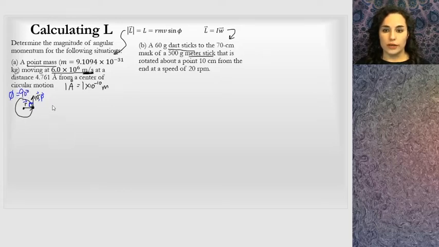So then when I write out this equation, L equals R m v sine phi, I'll put in sine 90, and I'm going to remember that sine 90 has a value of 1. So to calculate this angular momentum, I need to take the radius of the circular motion, the mass of the point mass, and the velocity it's moving at. So I'm going to write these out. The radius is 4.761 times 10 to the negative 10th meters in SI.